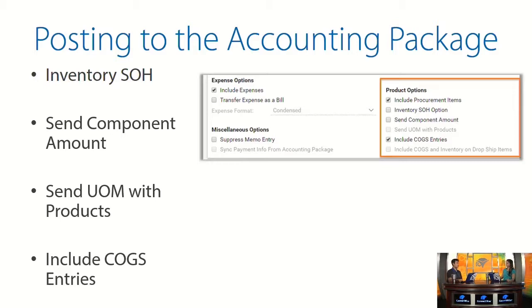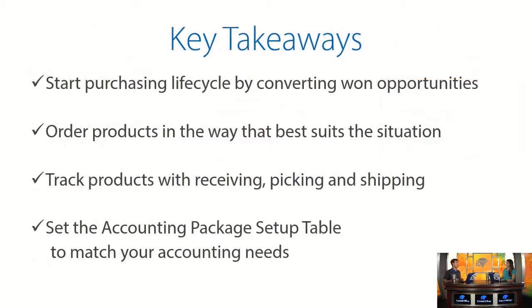All right, I wanted to quickly run through the last key takeaways for you guys before we wrapped up. First and foremost, make sure you start your purchasing lifecycle by converting those won opportunities. That is always going to kick off your demand the right way. That way there's a link, it saves time, creates consistency. Also, the way you order products should best suit your situation. There's a lot of flexibility: special order, drop ship, multiple vendors, just one vendor, split them out. Make sure you do the one that is right for you. Then, once they are ordered, track them by receiving, picking, and shipping right through that whole process. And finally, at the end, make sure all this information does end up in your accounting package so that you are set, and then use those settings Renee mentioned to make sure that you're tracking them all correctly.